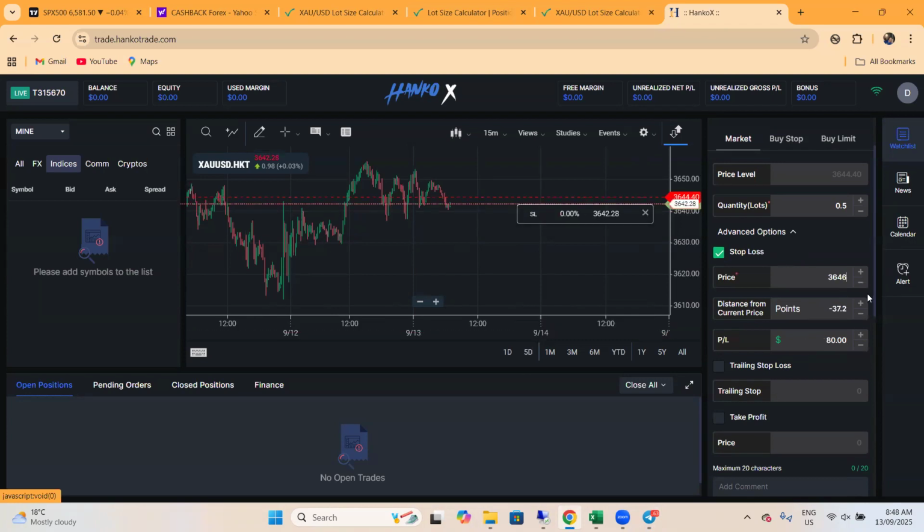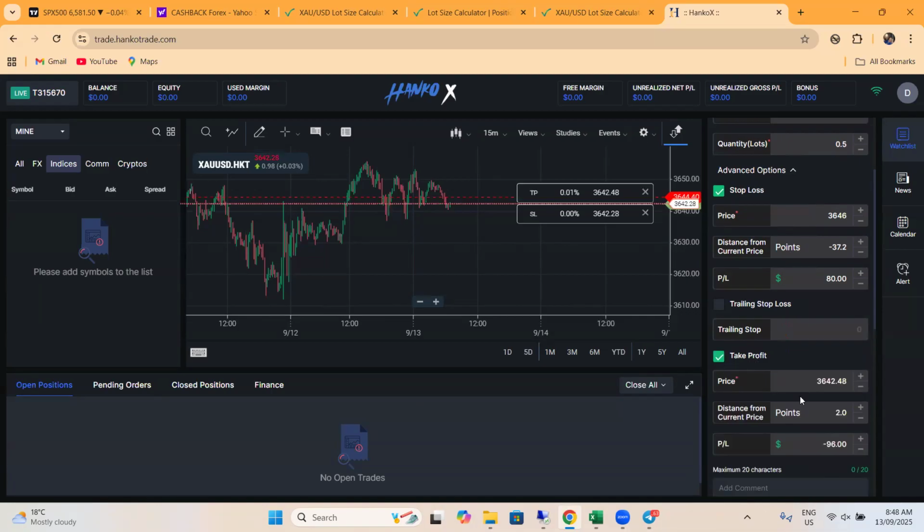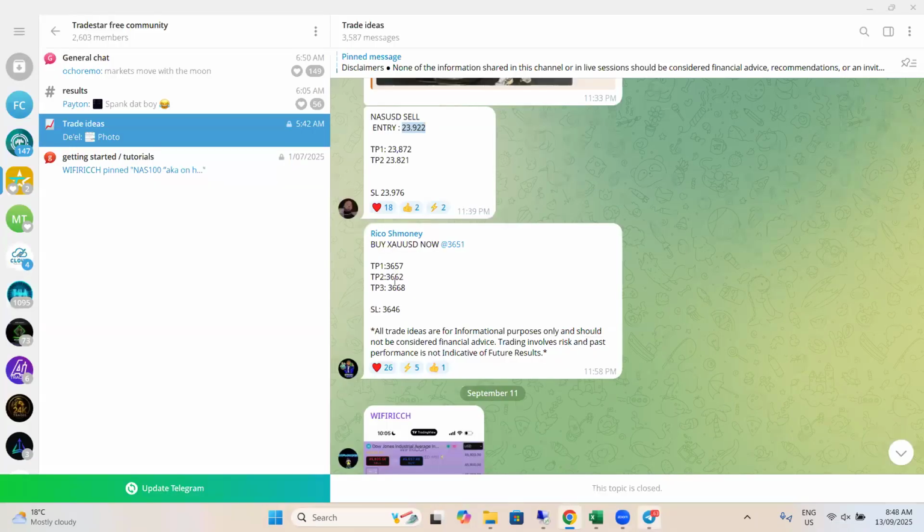3646. Now, if there's a decimal, you put the decimal in. Okay. There's your lots. There's your stop loss. Right. Now we're going to put in our take profit. See, TP, take profit. Right. So you would just put in your take profit 1.